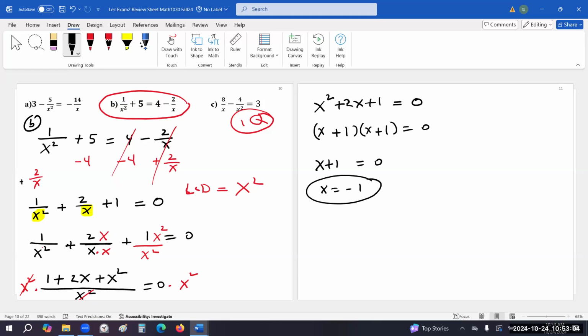Now we have to check: does it make our denominator 0? So we replace it in the LCD. If that makes the LCD 0, we cannot accept that. So the LCD is x squared, and if x is negative 1, we have negative 1 squared. Is negative 1 squared equal to 0? No. So we accept that, because our x squared cannot be 0. But by replacing that, we don't get x squared equal to 0. So you're fine. You have no problem.